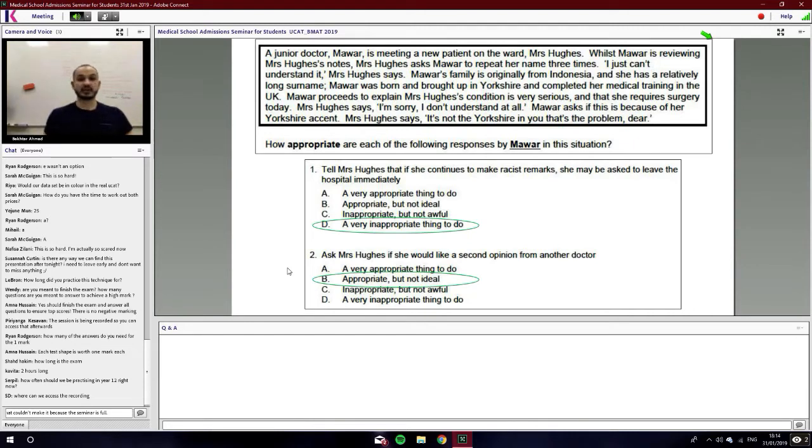So first of all, offering your patient that alternative. Because if you've already started on a bad foot, the doctor-patient relationship might not be as great. So offering the patient the option of having a second doctor is reasonable. It's appropriate. So that's the first thing. It is appropriate. The reason it's not ideal is because then you have to go and find another doctor.